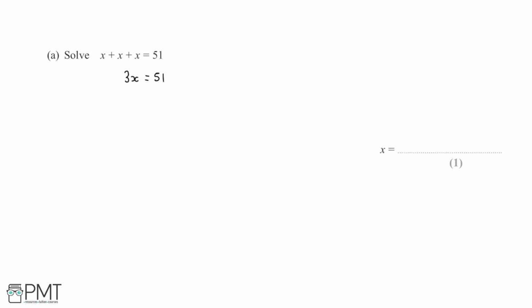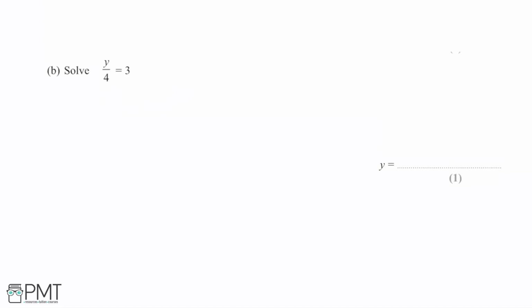Now, if I'm going to find this in terms of singular x, in order to get 3x down to a singular x, I can divide this by 3, and that's going to give me x, which is going to be equal to, on this side, 51 divided by 3. And 51 divided by 3 is going to give me an answer of 17. So in this instance, x is going to be equal to 17, and I can write that in to gain the mark for this question.